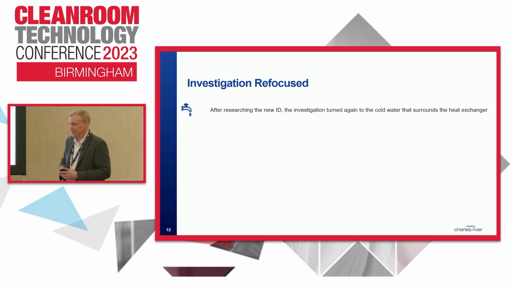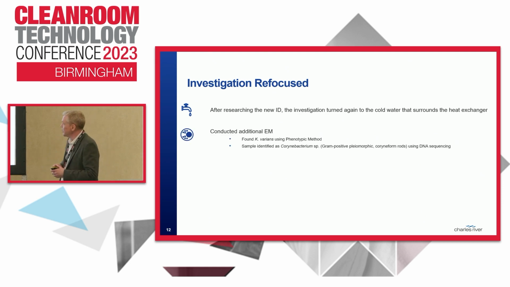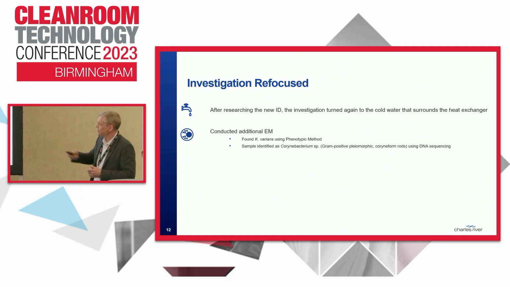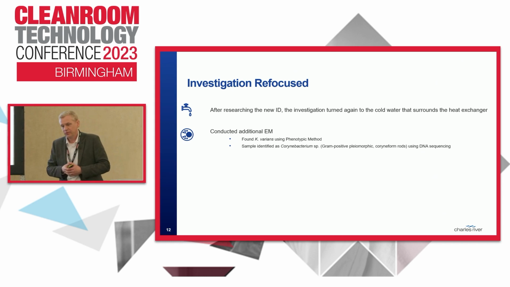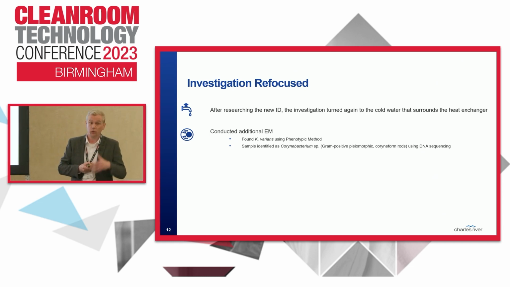So with this new information, the team refocused their investigation on the heat exchanger again, since Acinetobacter and gram-negative rods in general are associated with sources of water. So they suspected there was something going on with their heat exchanger, but they couldn't get to the bottom of that problem. But they went back and revisited it. They performed additional environmental monitoring, and they found another isolate, which they identified as Kocuria varians, which is also a gram-positive. It's the same genus, or it was the same genus as the original sample.